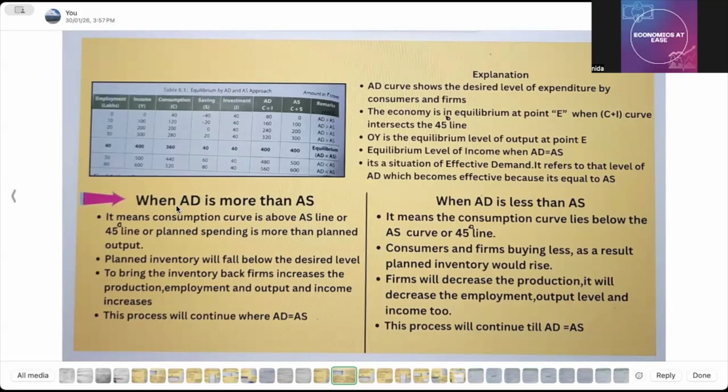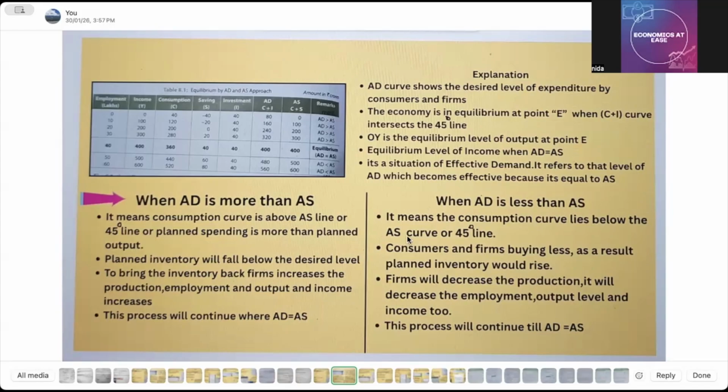The main thing is this: when AD is more than AS, then what happens here? It means the planned spending is more than the planned output, right? And because of that, the planned inventory falls. And in order to bring the inventory back, what happens? The firms increase the production. Because of that, the employment also increases, the output increases. And when the employment increases, it means the income also increases, that is, the national income also increases. And this process will continue till AD is equal to AS.